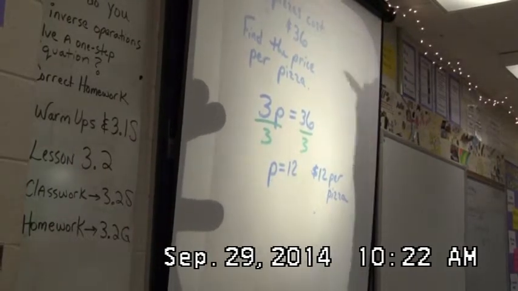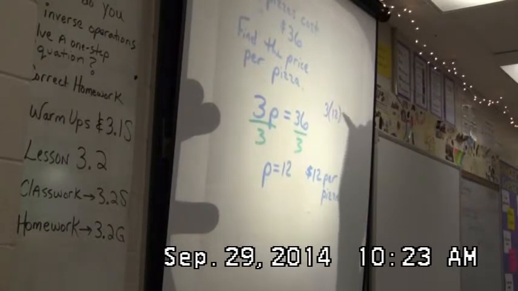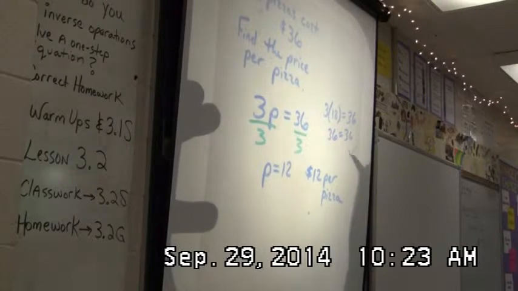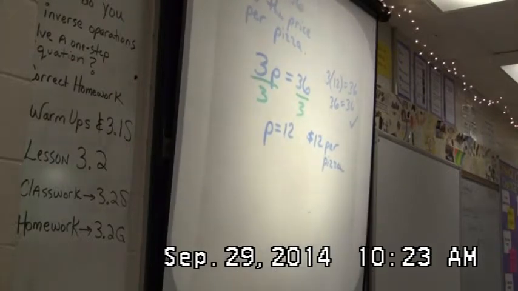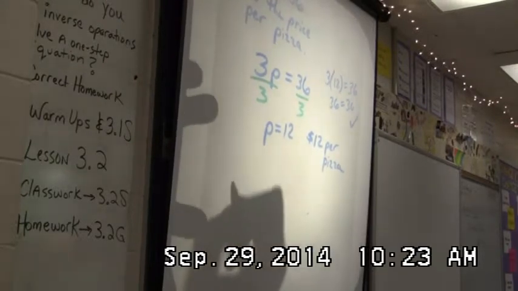All right. Now our check on this. 3 times 12 is supposed to equal $36. 36 equals 36. Looking good. All right, number 5.